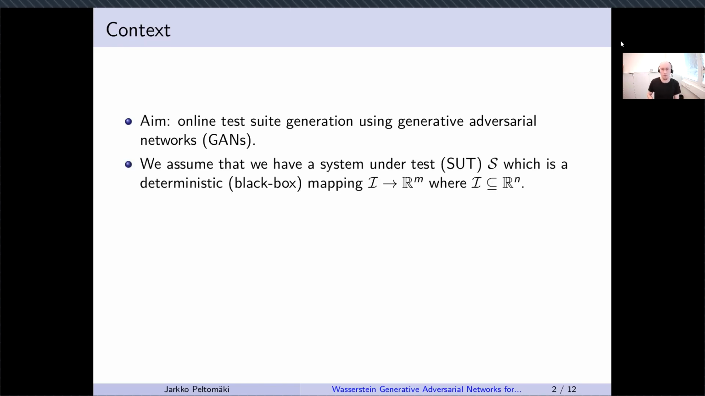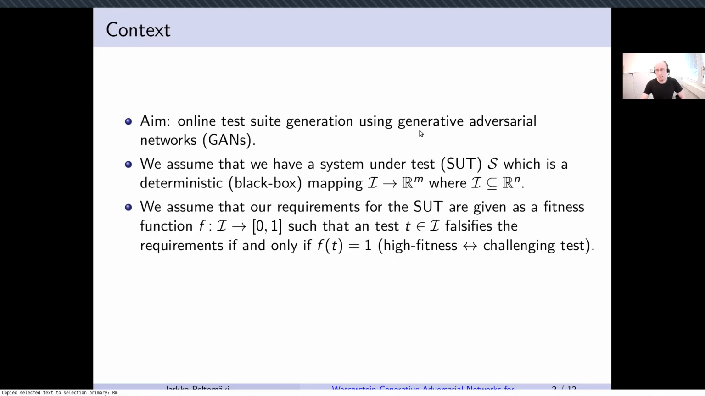And just a few words about the assumptions. So we assume that the system under test is some sort of a deterministic black box mapping from an input space to an output space. So we output vectors.